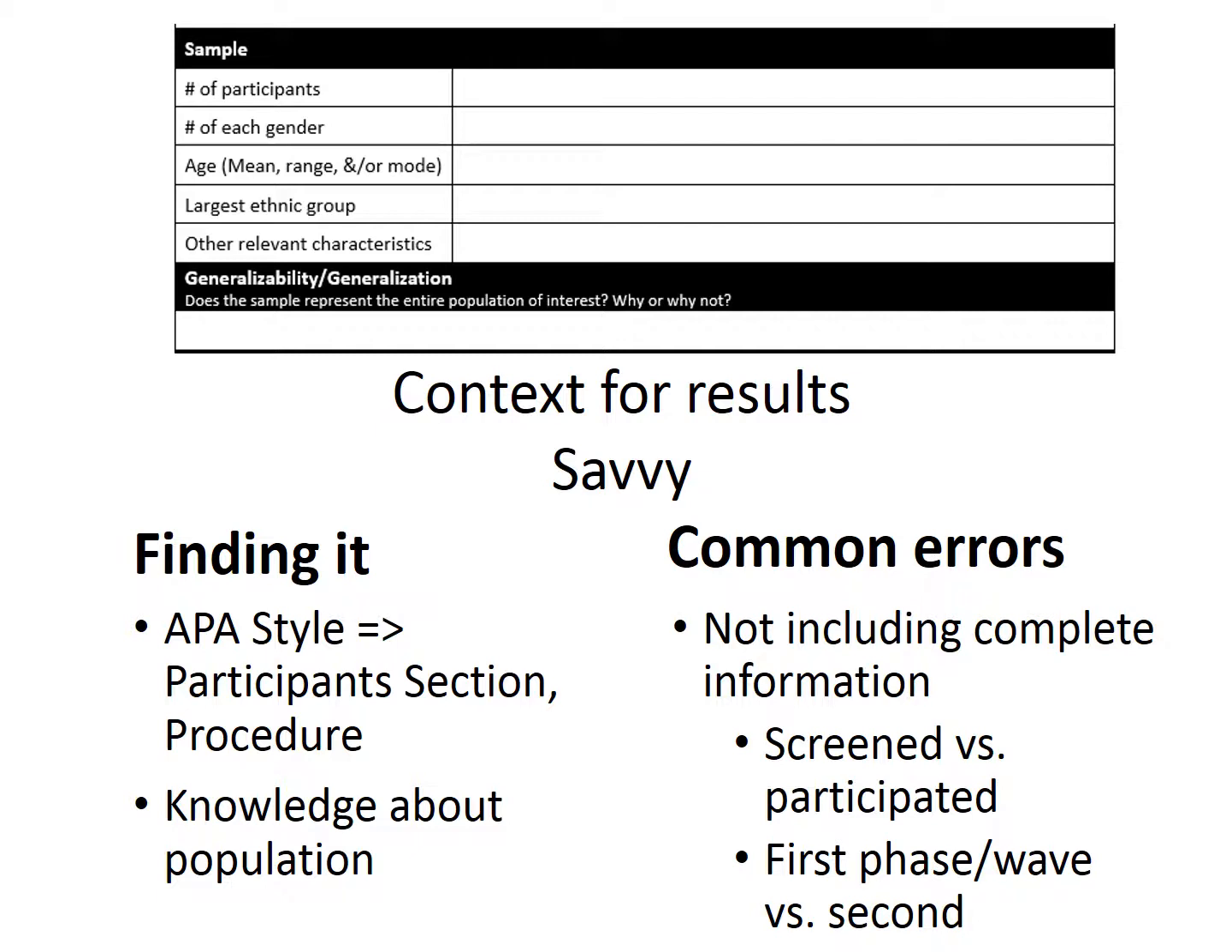APA style typically makes it pretty easy to find in the participants section. Sometimes authors add follow-up information in the procedure, and in the case of the overload article, they had a table near the procedure section. Our knowledge of the population also adds to our ability to think about generalizability. The common error in this section was not including complete information about the number of participants in each phase and wave. That can be helpful information for interpreting the results.